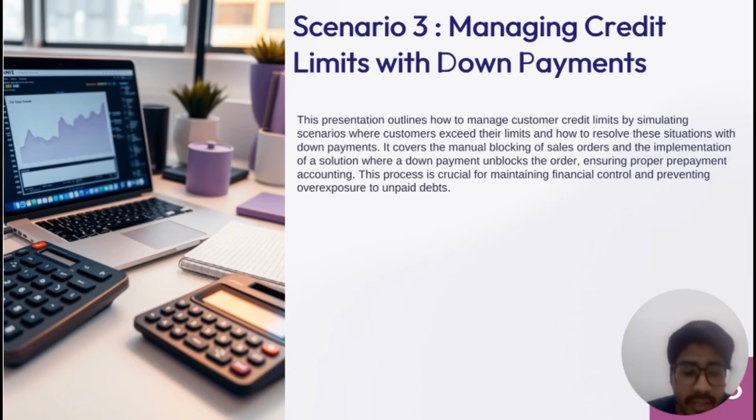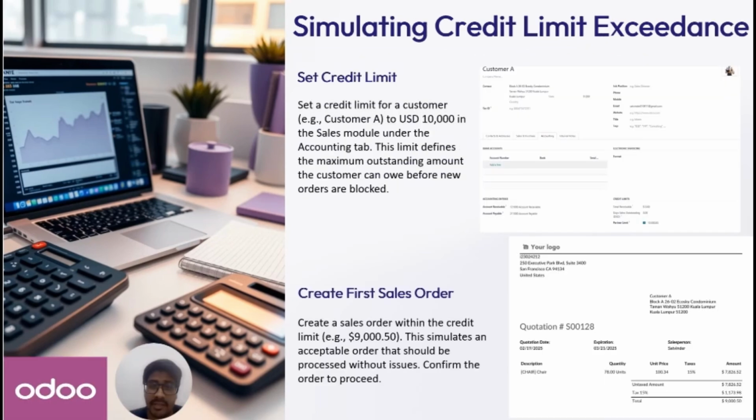In this scenario, our customer placed an order that exceeds their credit limit of 10,000 US dollars. The sales order is blocked until the customer makes a down payment. This prevents overexposure to unpaid debts and ensures financial control. I'll show you how we simulate the scenario and implement a solution to unblock the order after a down payment is made. Let us start with simulating the scenario in Odoo.